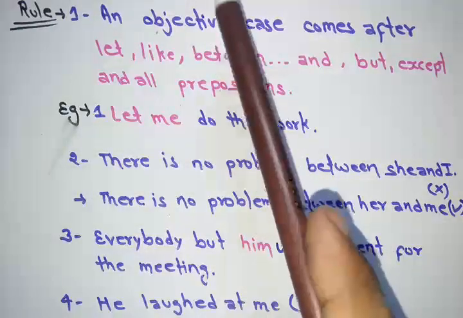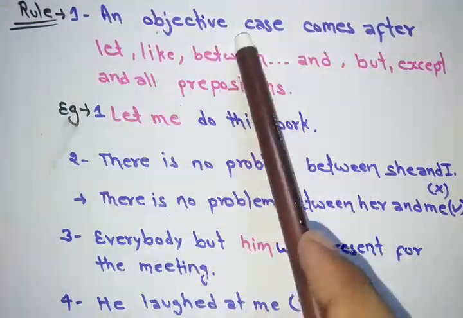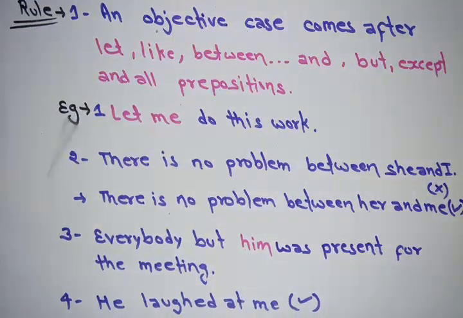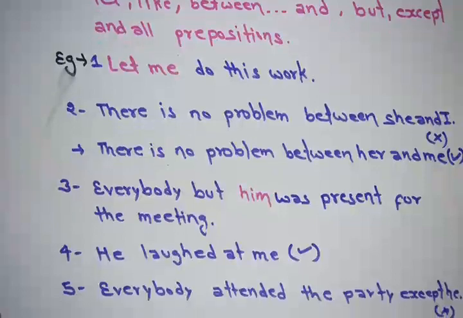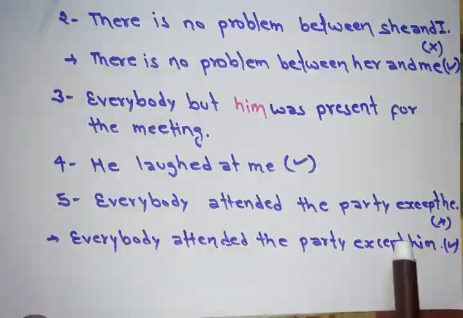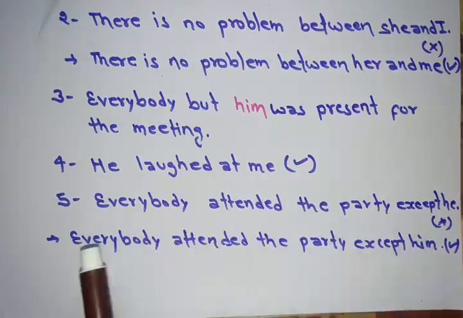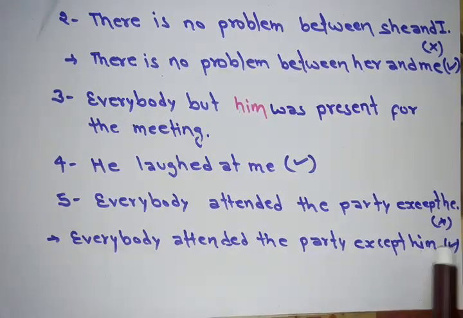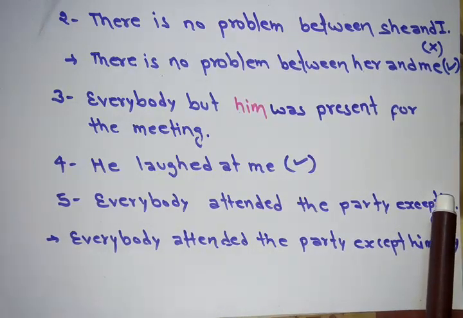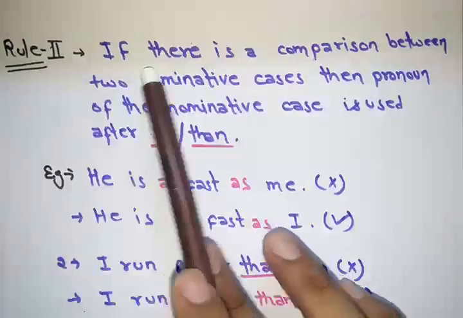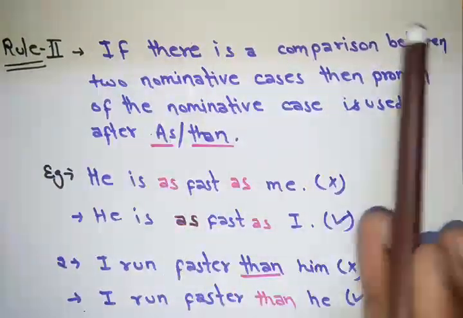Except, I tell you, after except we use the objective case. Objective case means him, it, you, me, her, them, us. These types of words come in the objective case. So here him comes: everybody attended the party except him, not he. So always remember.